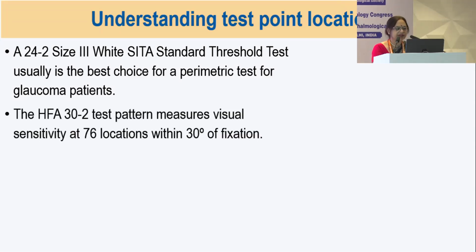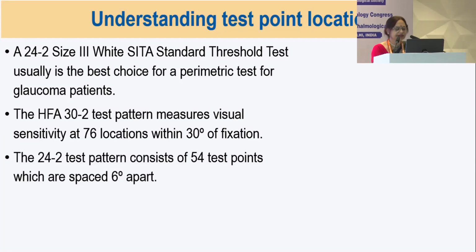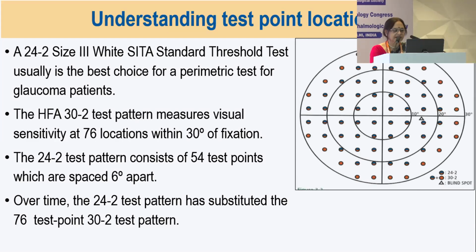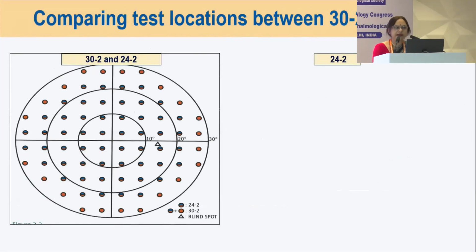The HFA 30-2 test pattern measures visual sensitivity at 76 locations within 30 degrees of fixation. The 24-2 test pattern consists of 54 test points which are spaced 6 degrees apart. Over time, the 24-2 test pattern has substituted the 76 test point 30-2 test pattern. Now I am comparing test locations between 30-2 and 24-2. Those that are completely red belong to 30-2, and those that are a combination of blue and red are common for 24-2 and 30-2.